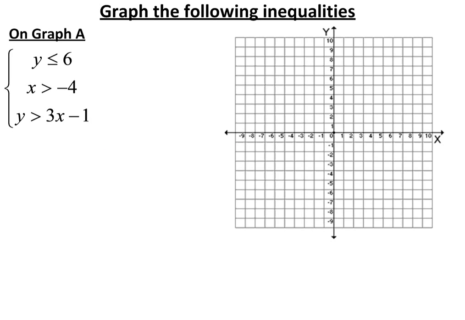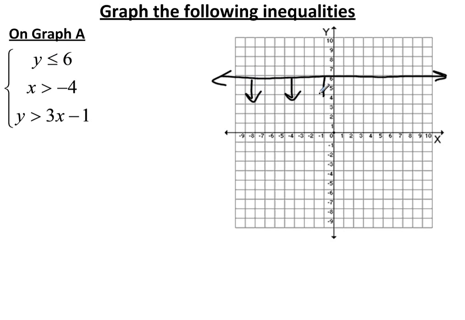So let's look at our first one. I have three linear inequalities that I want to put on the same coordinate plane. The first one is a horizontal line at y equals 6. So I'm going to go to y equals 6. It's going to be a solid line because it's a less than or equal to. Now, you could use a test point, 0, 0, or you could think, I want all the y's that are less than or equal to 6. So in this case, I'm going to shade below.